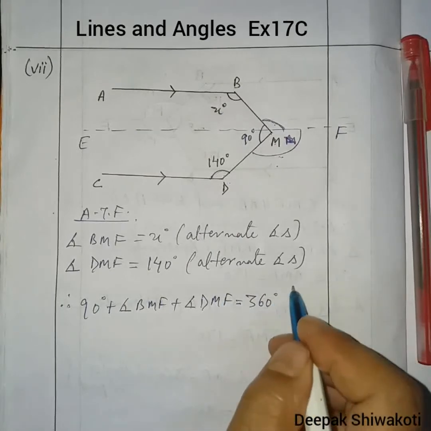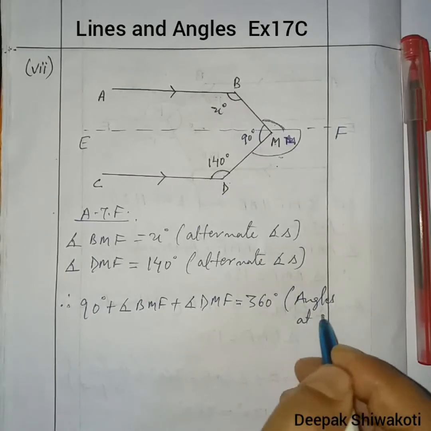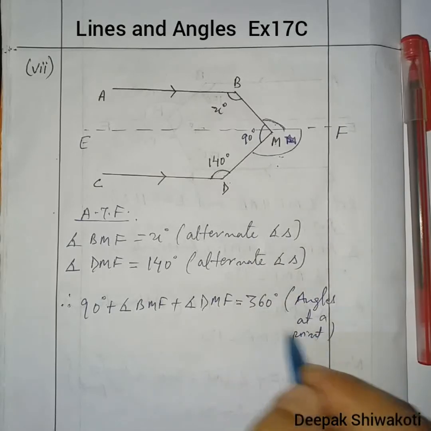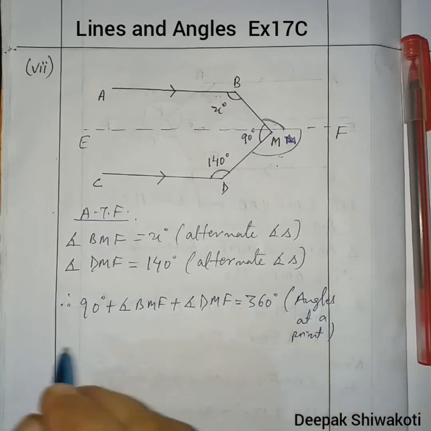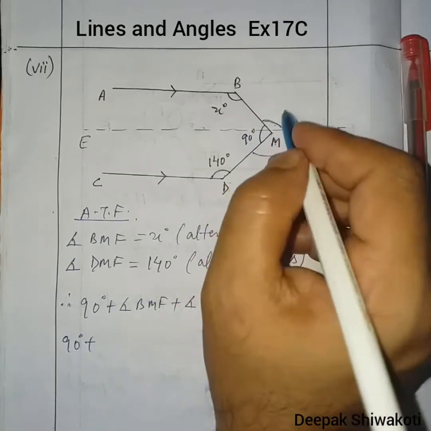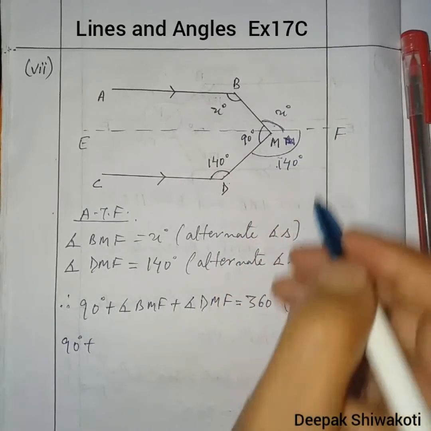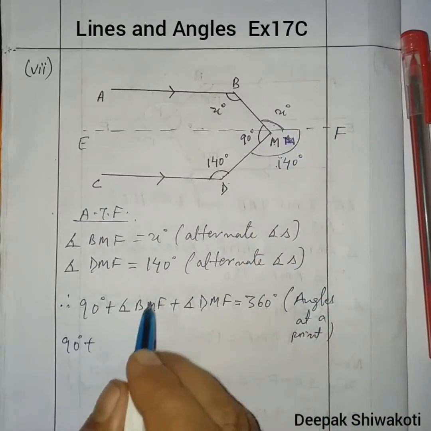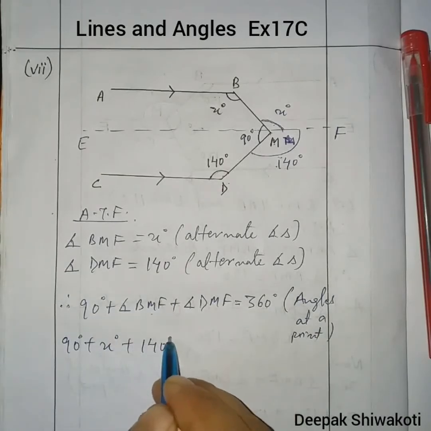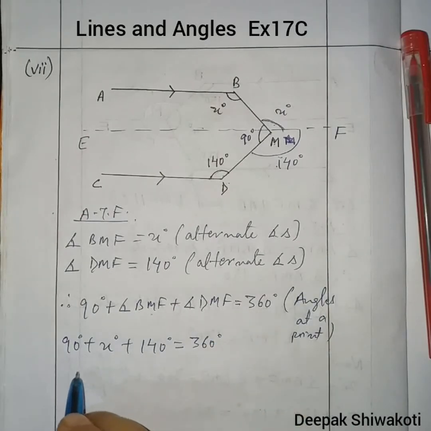Why? Because the sum of the angles at a point is equal to 360 degree. So here 90 degree, angle BMF is x degree, and this one is 140 degree, isn't it? So the value of this one is x degree and this is 140 degree. So now it is easy to calculate x.